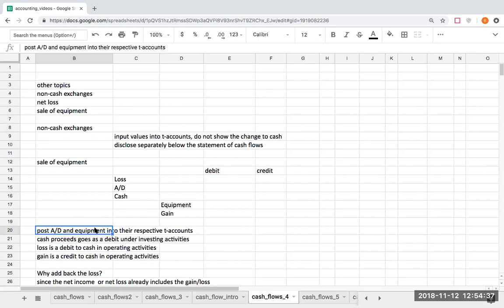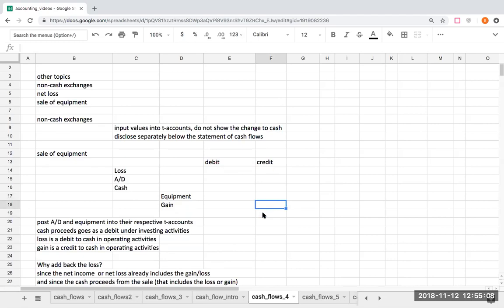The first thing I do is post the accumulated depreciation and the equipment into the T accounts when I'm doing my analysis. When I'm showing the cash being received, I'm going to show this as a debit to investing activities. It's going to be sale of equipment. The loss is going to show as a debit to the operating section. The gain will show as a credit to the operating section, under operating activities.